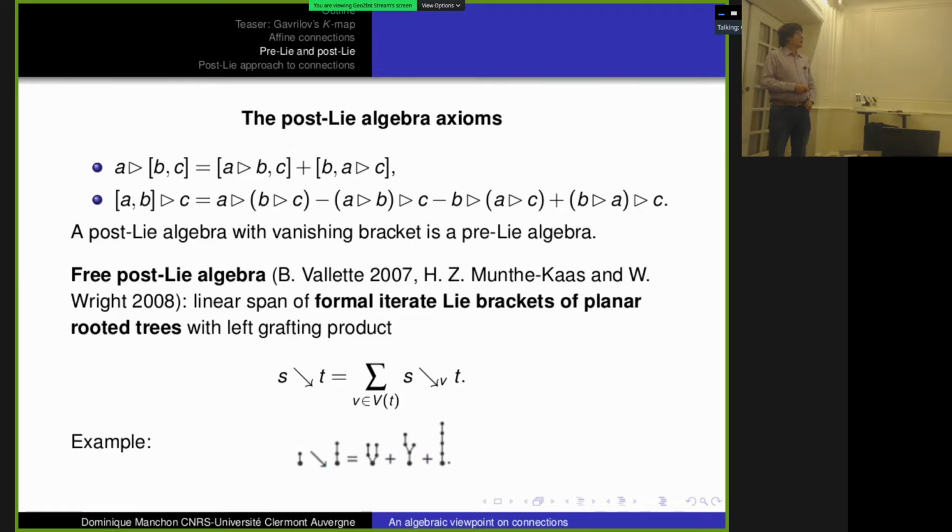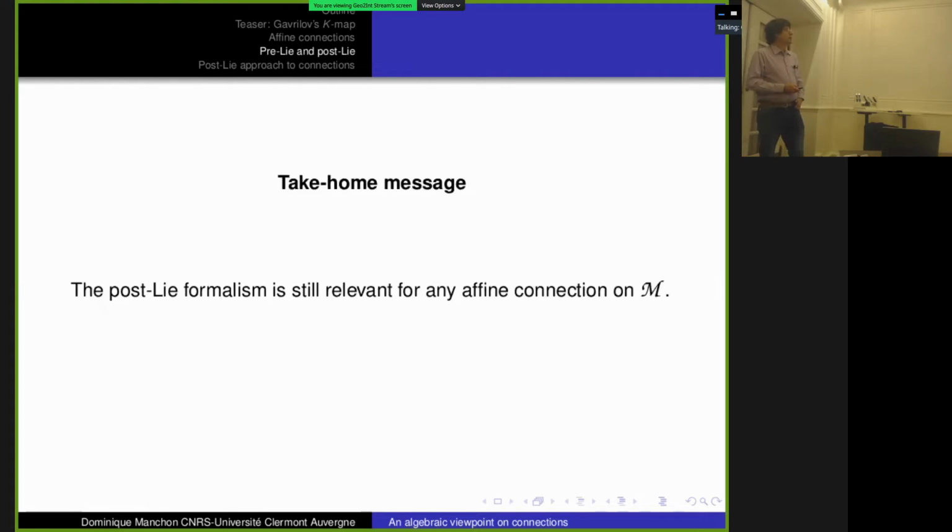Okay, and if you want the D-algebra version of this, the free D-algebra is just the planar forests, and you can also graft by forcing the axioms of a D-algebra, which I don't recall here. So now, before I come to maybe slightly more complicated stuff, there's a message to be taken. Now we are interested in manifolds with connection, with curvature, torsion, any connection. So the algebra of vector fields is not a Post-Lie algebra anymore, but the Post-Lie formalism is still relevant. That's what I try to convince you of now.